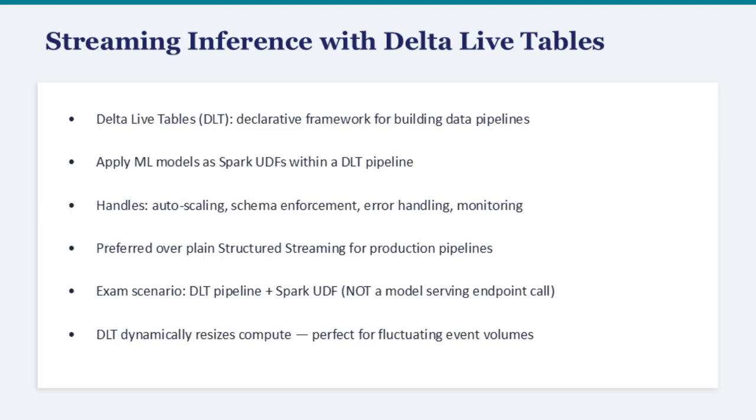Calling an external endpoint from a streaming UDF adds latency, network overhead, and a point of failure. Keep the model inside the pipeline. This is one of the most important distinctions for the exam. DLT plus Spark UDF for streaming inference, not endpoint calls.